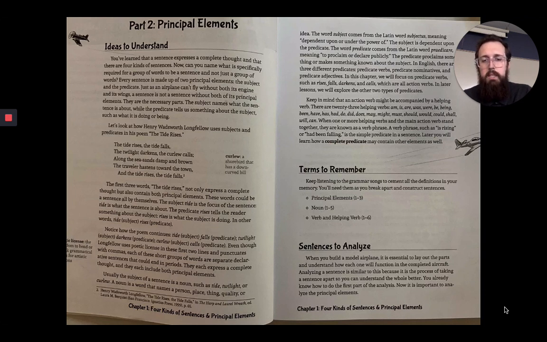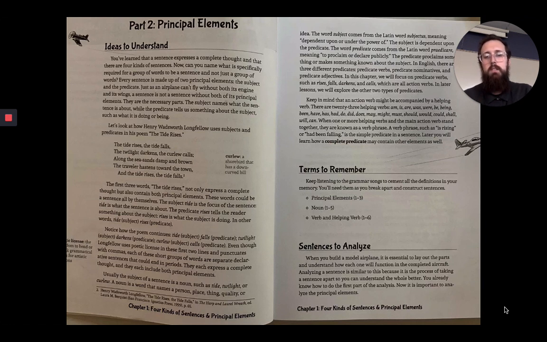Notice how the poem continues. Tide, subject; falls, predicate. Twilight, subject; darkens, predicate. Curfew, subject; calls, predicate. Even though Longfellow uses poetic license in these first 2 lines and punctuates with commas, each of these short groups of words are separate declarative sentences that could end in periods. They each express a complete thought, and they each include both principal elements.